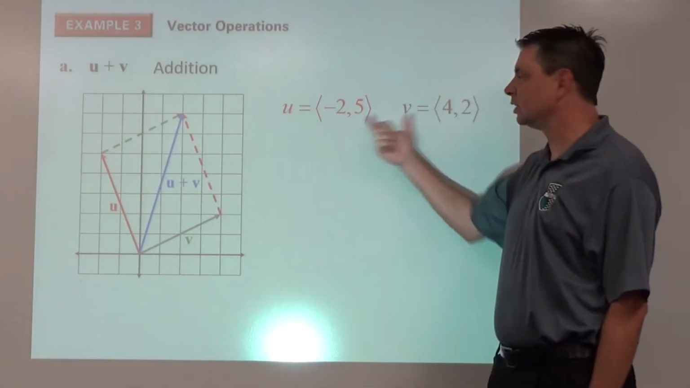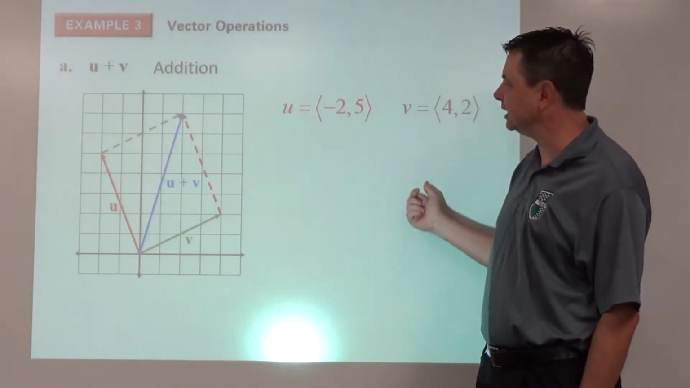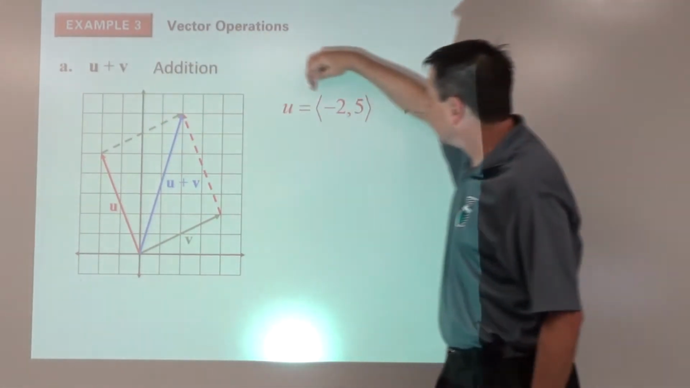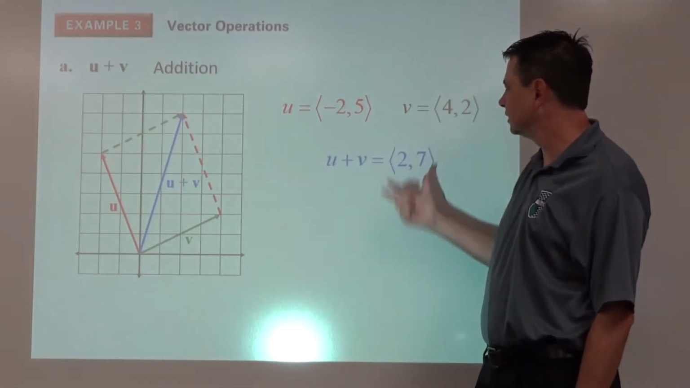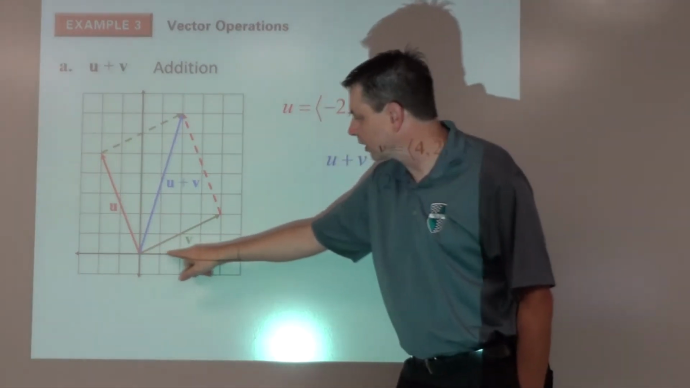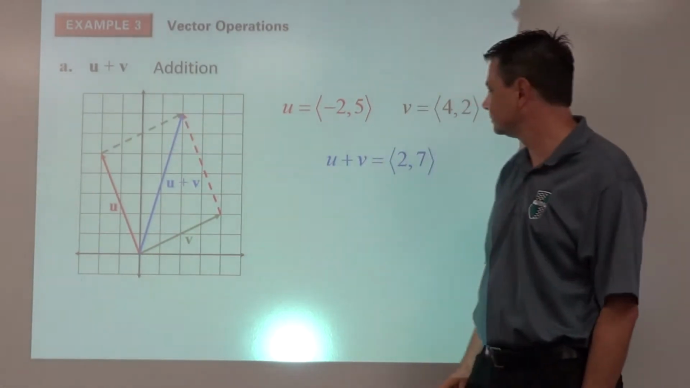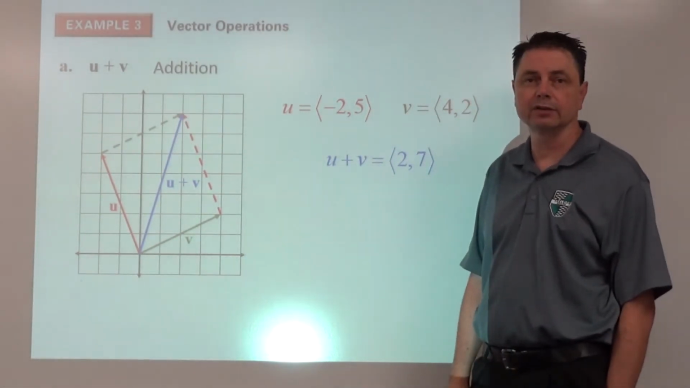If we want to do it algebraically, it's extremely easy. Addition: add the two x components, add the two y components, and we get our vector that went right 2 and up 7. That's the sum vector.